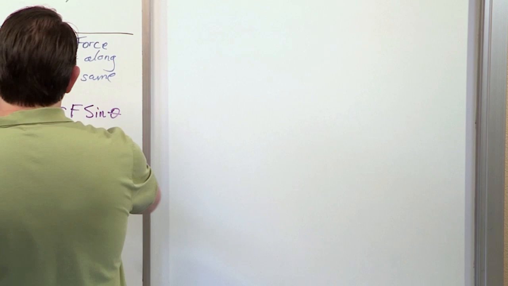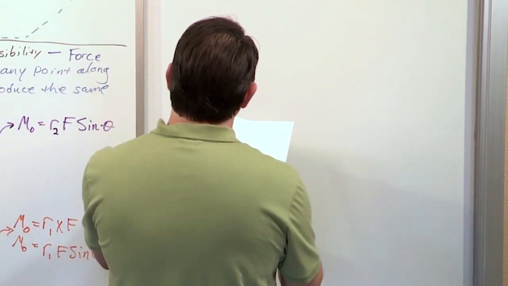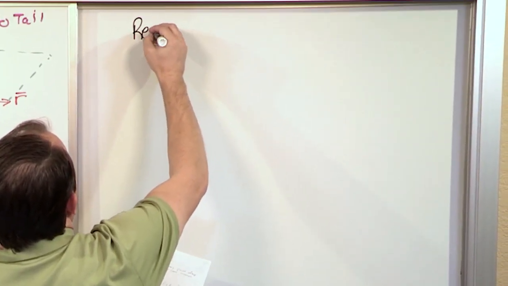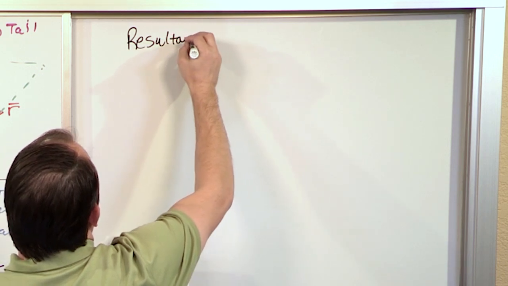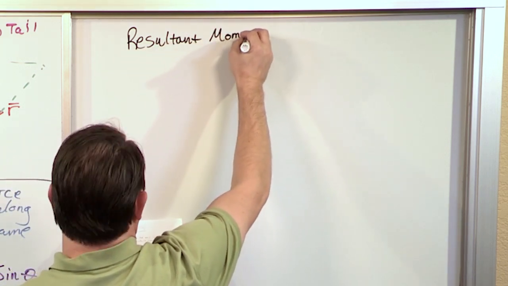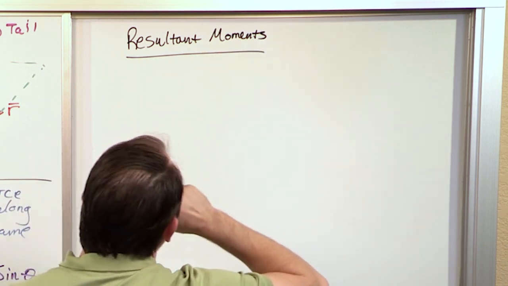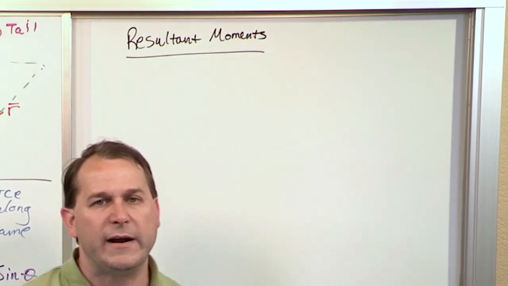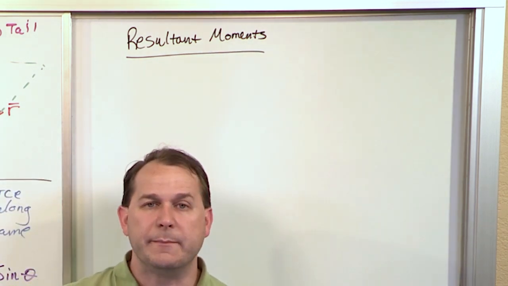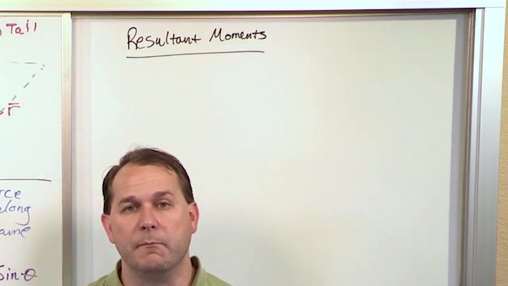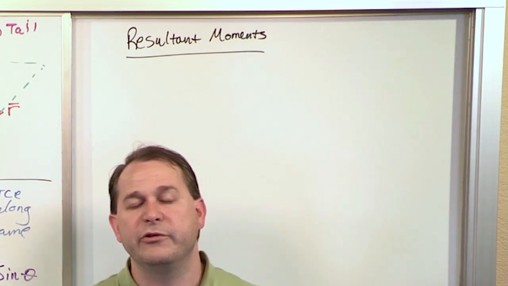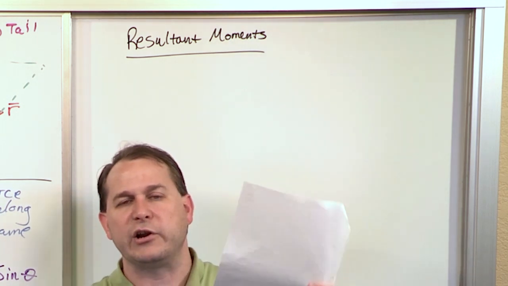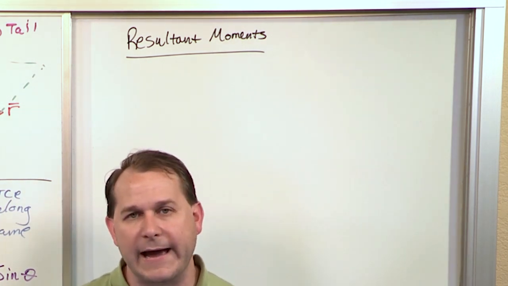By far, the hardest thing in this lesson was the transmissibility thing. I want to talk a little bit about resultant moments. Okay, so basically what happens here, whenever you have multiple forces acting on a body, and each force is causing a moment in a different orientation, which means different forces might be trying to rotate the thing in different directions. What do you think happens?